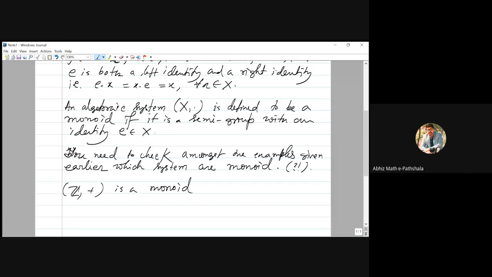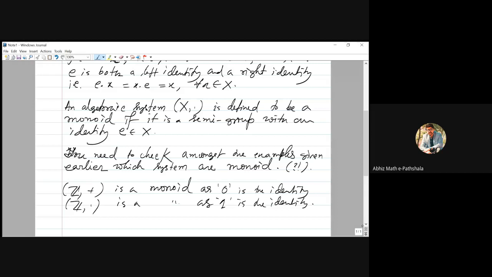right? Similarly, (Z, dot) is also a monoid as dot satisfies associativity in Z and 1 is the identity, as 0 is the identity for addition, right? And here 1 is the identity, right?